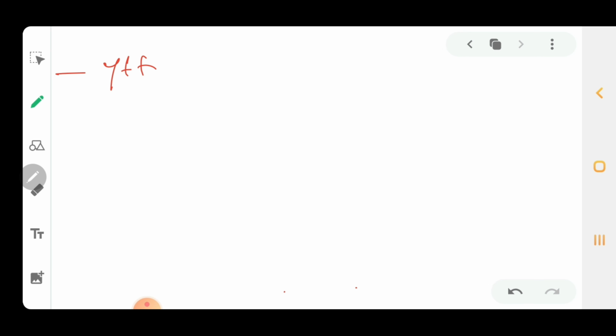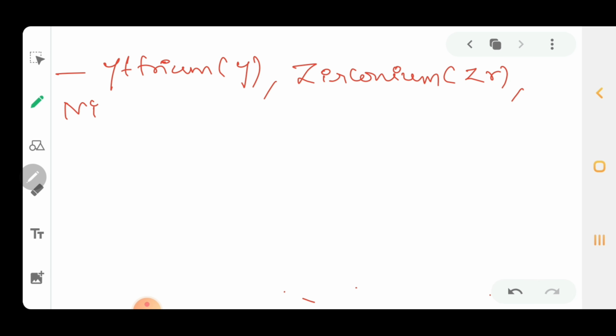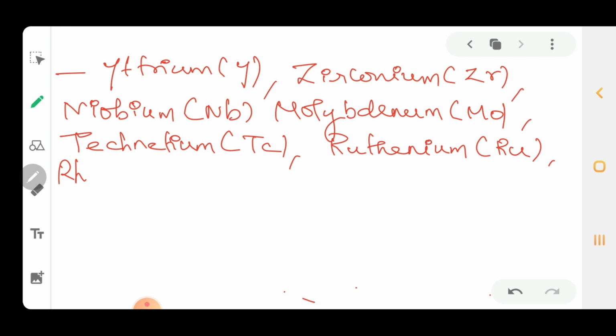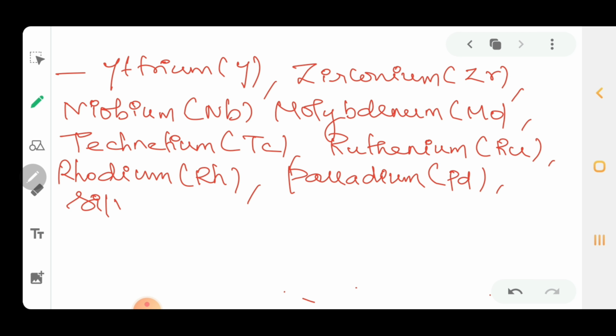So it includes yttrium represented by the letter Y, zirconium represented by the symbol Zr, niobium represented by the symbol Nb, molybdenum represented by the symbol Mo, technetium represented by the symbol Tc, ruthenium represented by the symbol Ru, rhodium represented by the symbol Rh, palladium represented by the symbol Pd, silver represented by the symbol Ag, and the last one is cadmium, which is represented by the symbol Cd.